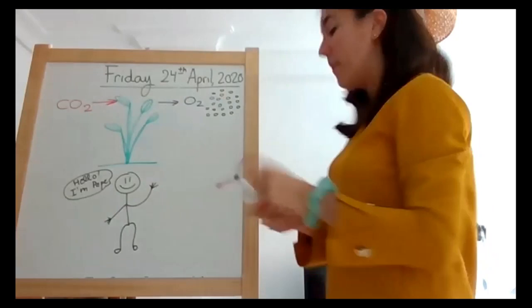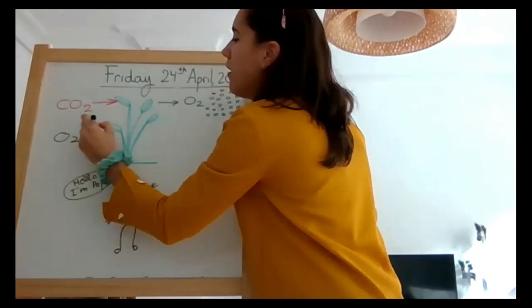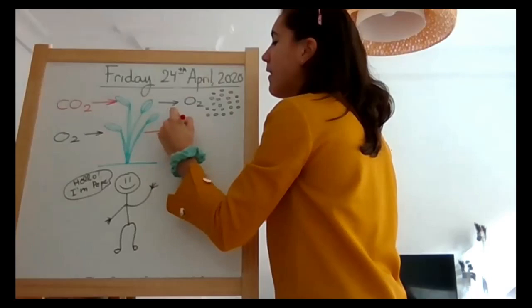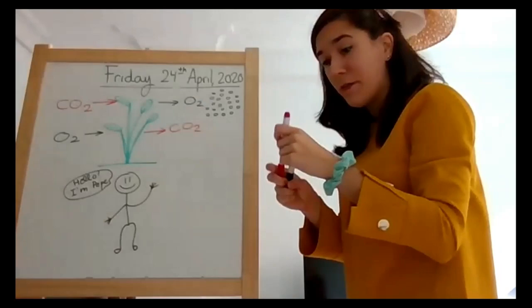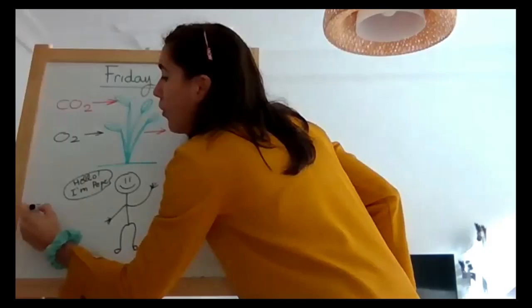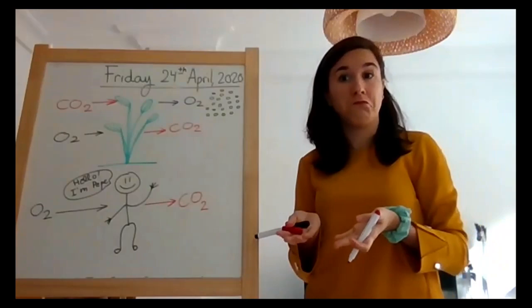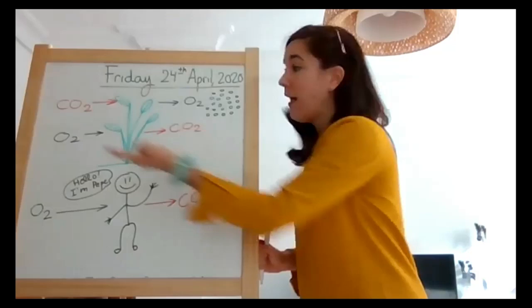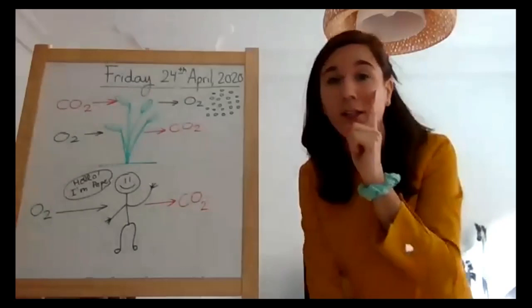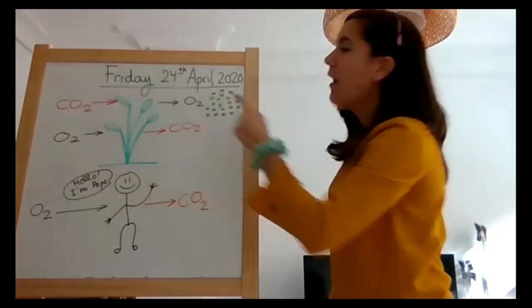And during the day and during the night, the plant does the respiration. And in the respiration, it absorbs oxygen and it releases carbon dioxide. And Pepe does the respiration too, during the day and during the night. So Pepe absorbs oxygen and releases carbon dioxide. Okay, during the day and during the night, Pepe and the plant absorb oxygen and release carbon dioxide. And only during the day, the plant absorbs carbon dioxide and releases oxygen.